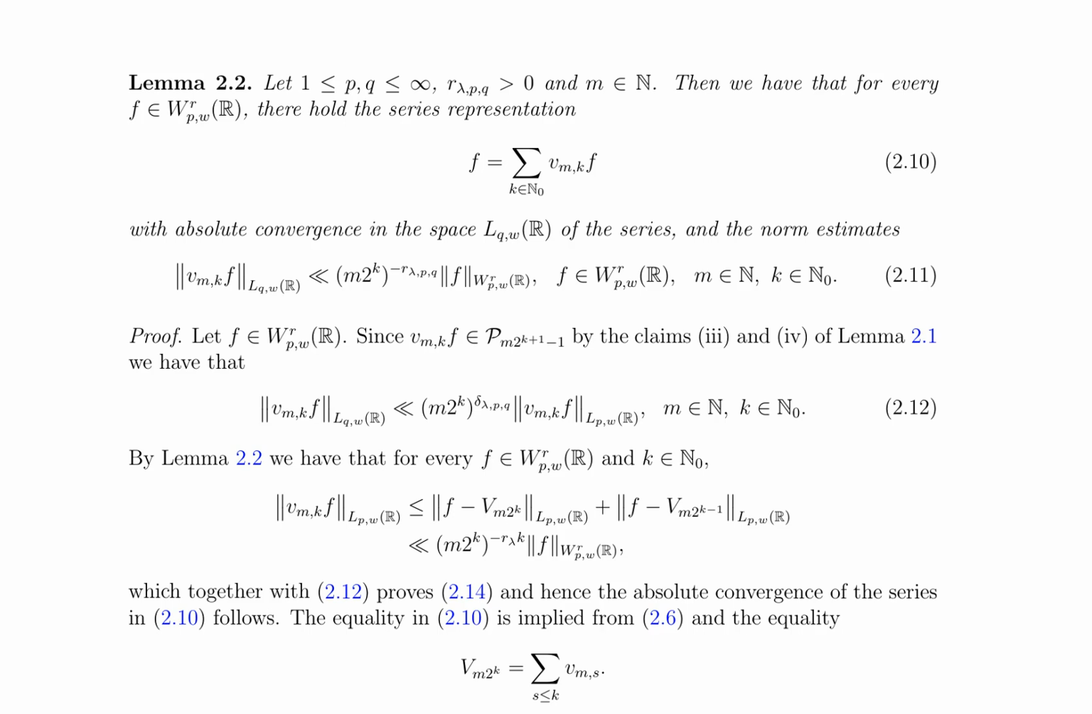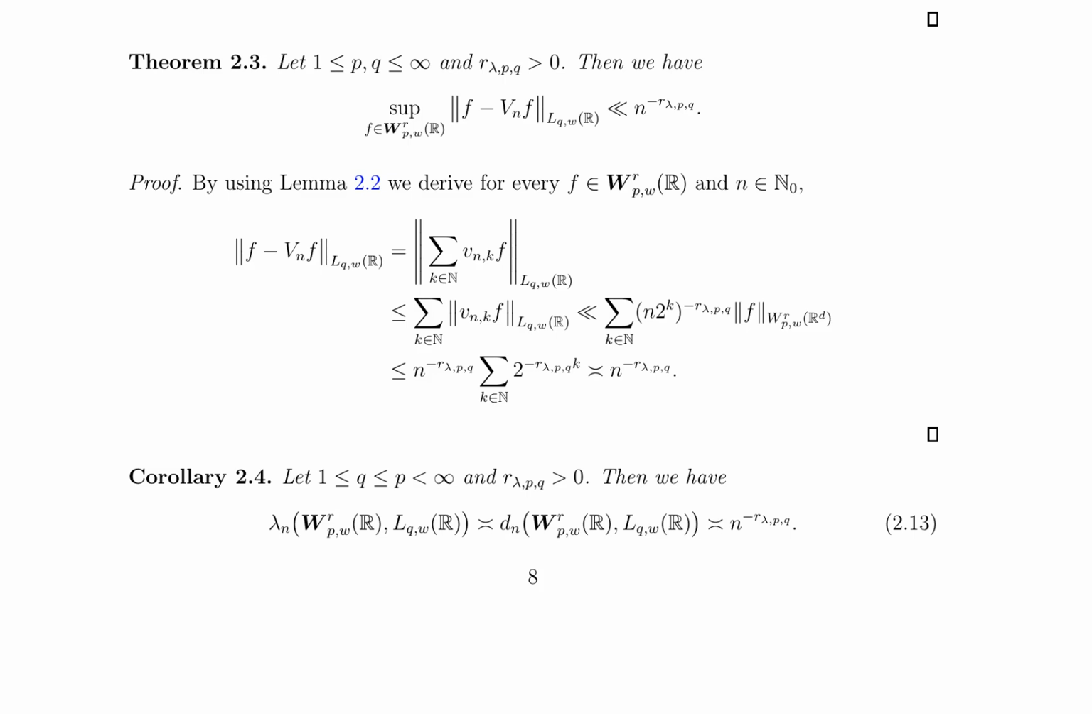The authors define unidimensional operators v_{m,k} and s_{m,k}, used to represent functions as series, and prove absolute convergence in the L_q norm. Norm estimates for each term in the series are provided, leading to a theorem stating that the L_q norm of the difference between a function and its approximation by polynomials of degree n is bounded by n^{-r_{lambda,p,q}}, where r_{lambda,p,q} is a positive constant. A corollary provides bounds on the approximation numbers of the identity operator between certain function spaces, demonstrating the effectiveness of the polynomial approximation method.